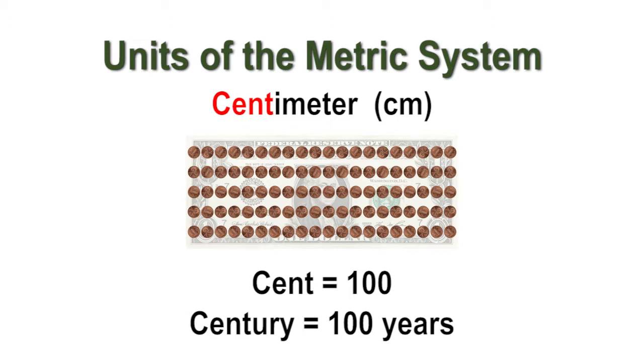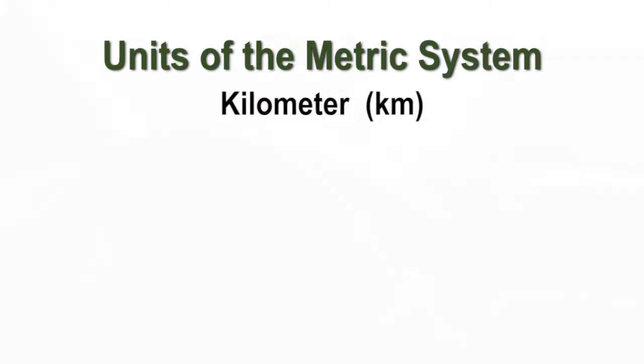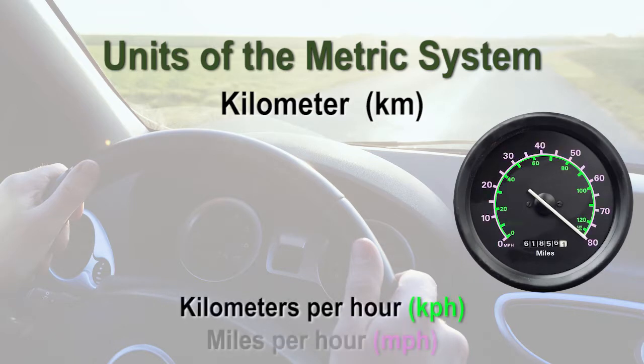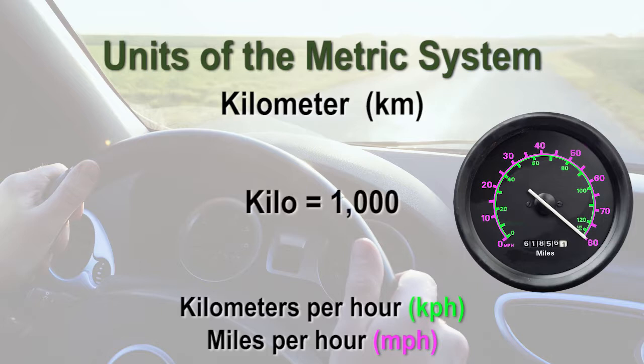The metric system also helps to measure longer distances using kilometers. The speed of cars would be measured in kilometers per hour, or kph, rather than miles per hour, or mph, that is used in the standard measurement system. Kilo is the prefix that means 1,000. The base meter is there showing that it measures length. It is abbreviated as km. It requires 1,000 meters to make 1 kilometer.